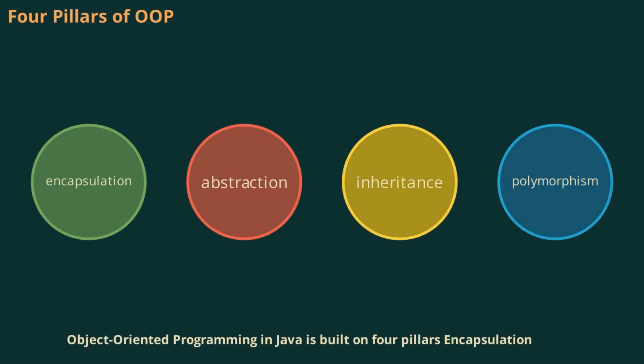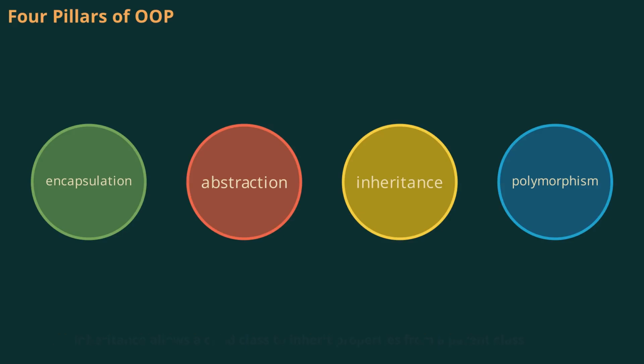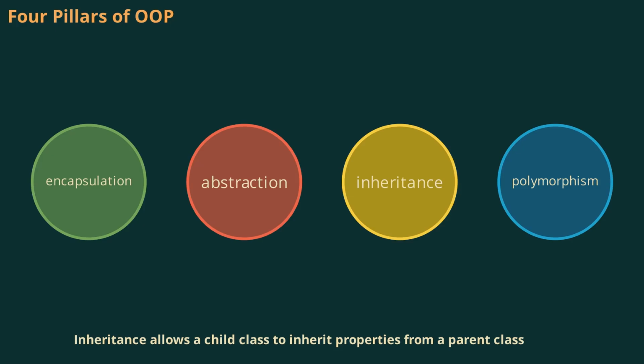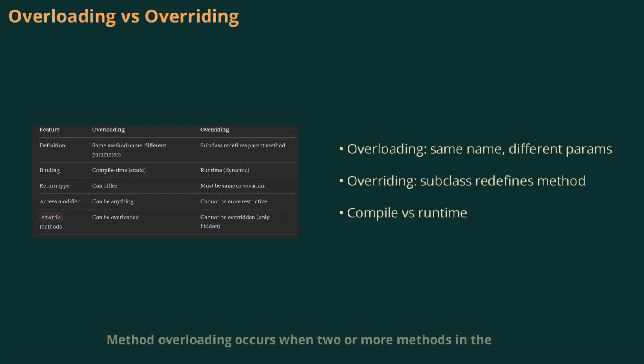Object-oriented programming in Java is built on 4 pillars: encapsulation, abstraction, inheritance, and polymorphism. Encapsulation binds data and methods together, hiding internal state. Abstraction hides implementation complexity, exposing only what's necessary. Inheritance allows a child class to inherit properties from a parent class. Polymorphism enables one interface to have multiple implementations, achieved through method overloading and overriding. Method overloading occurs when 2 or more methods in the same class have the same name but different parameter lists.